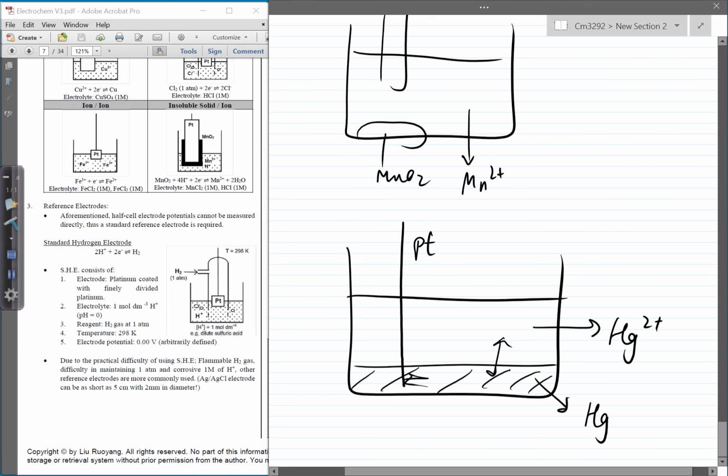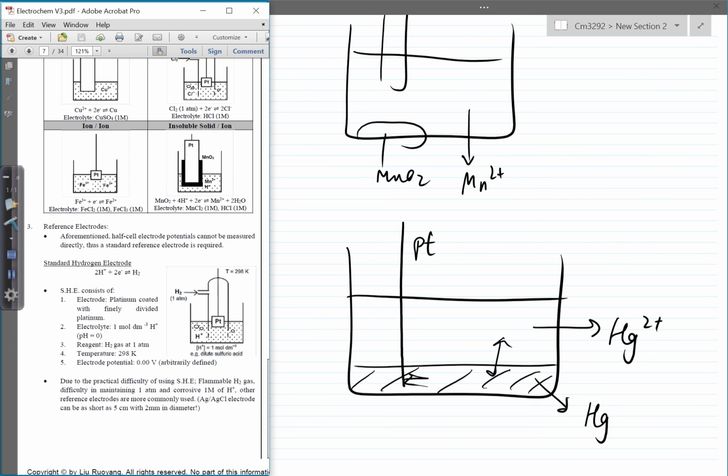So the aforementioned half cell electrode potentials cannot be measured directly, therefore you need a reference, right? So the first reference electrode is known as the standard hydrogen electrode, and is of course the most common electrode of the old days. It consists of platinum coated with finely divided platinum, right?